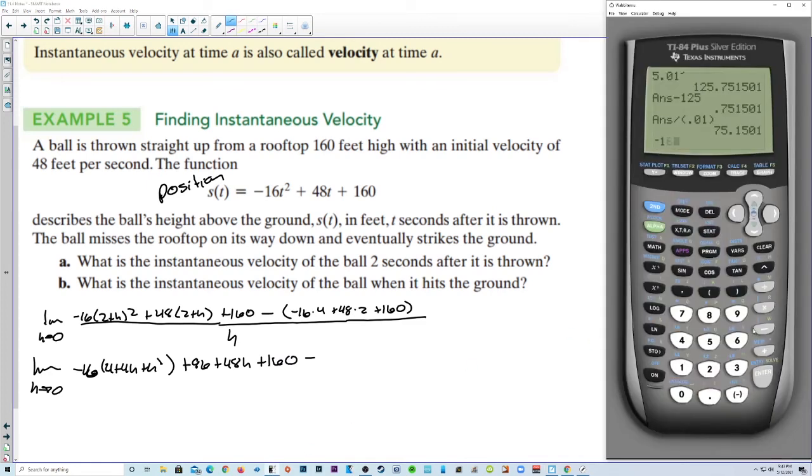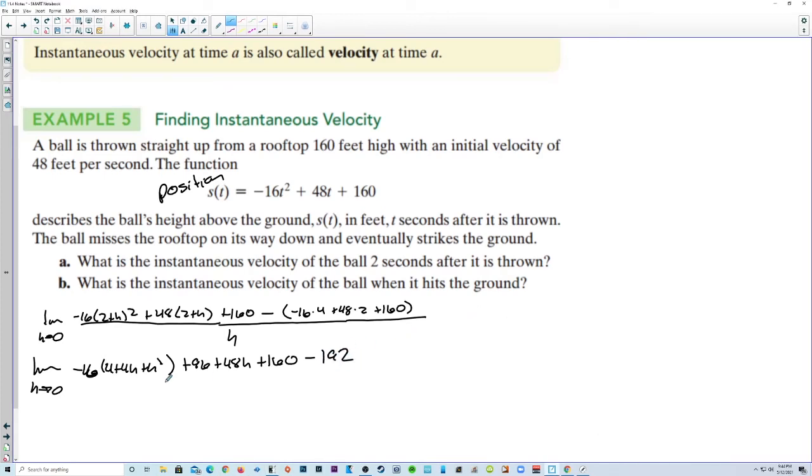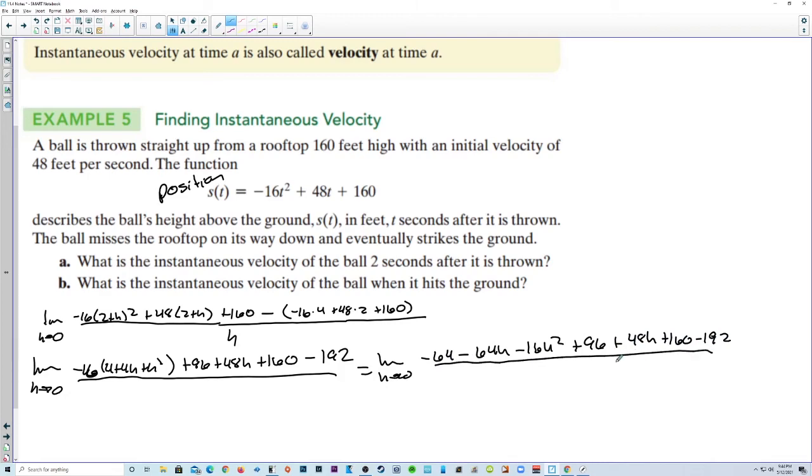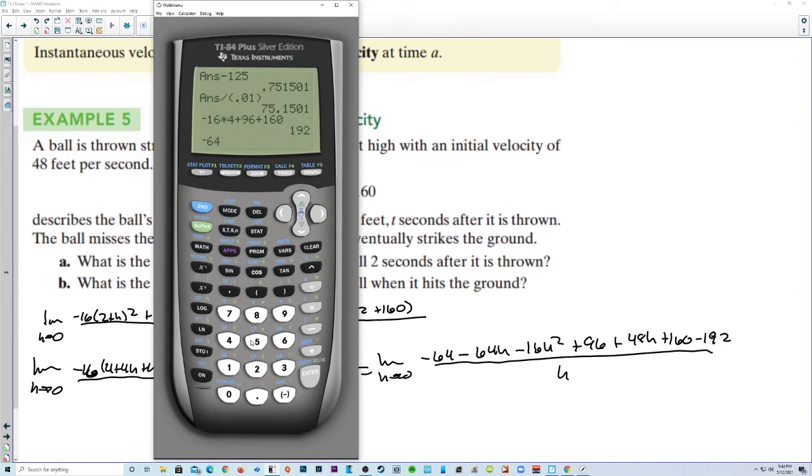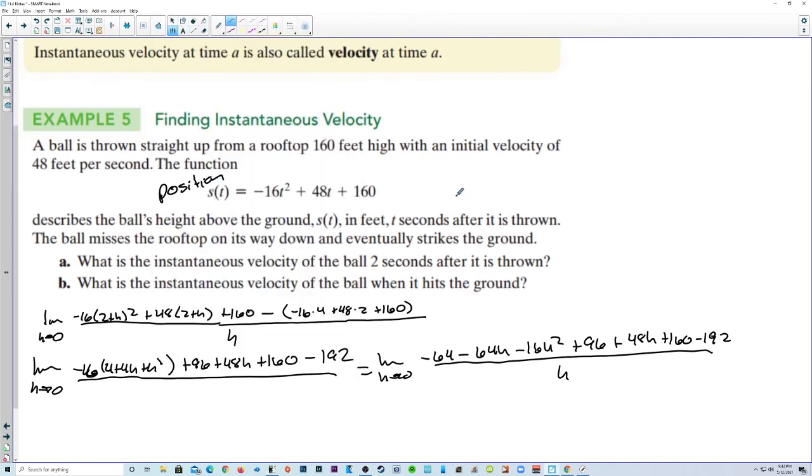So we have negative 16 times 4 plus 96 plus 160. And we get 192. All right, that's the limit as h approaches 0 of negative 64 minus 64h minus 16h squared plus 96 plus 48h plus 160 minus 192. Now all of those constants should cancel out. Let's see if they do. Let's drag this over here. We got negative 64 plus 96 plus 160 minus 192. And we get 0. So all of those constants cancel out.